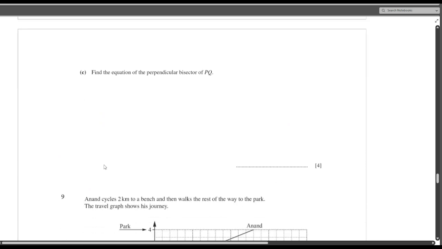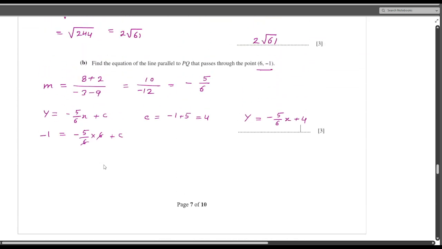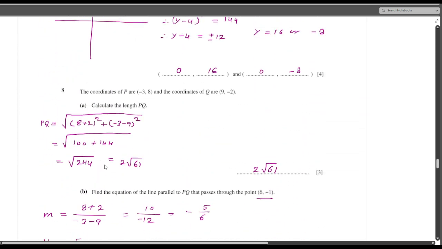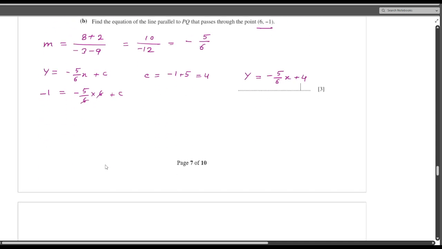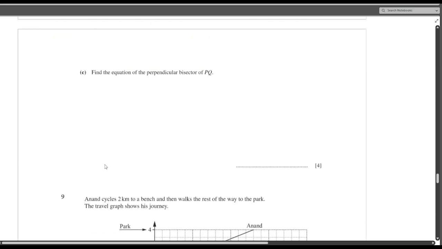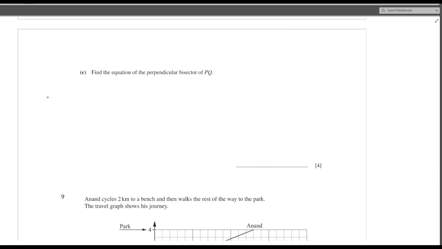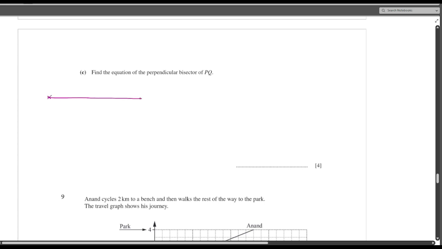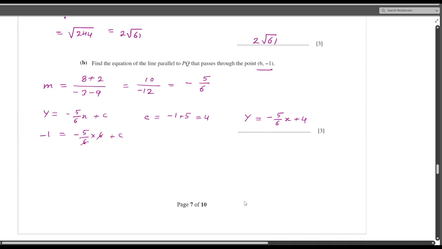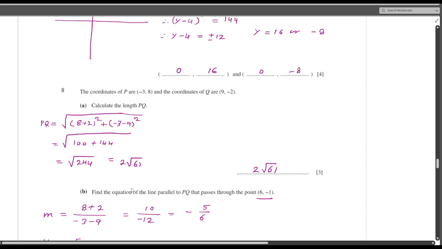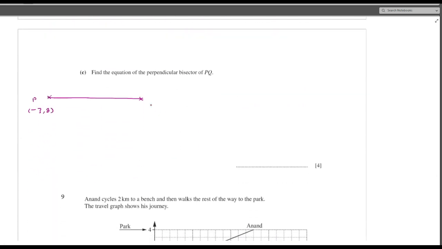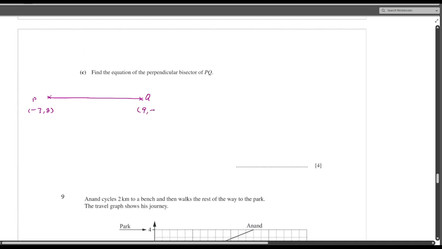Now the third part, find the equation of perpendicular bisector of PQ. Okay, this I can ask you to solve because many problems of the same nature we have already solved. So pause the video and try to solve it by yourself. Now let us cross check what you got. So point P is minus 3, 8, point Q is 9, minus 2.